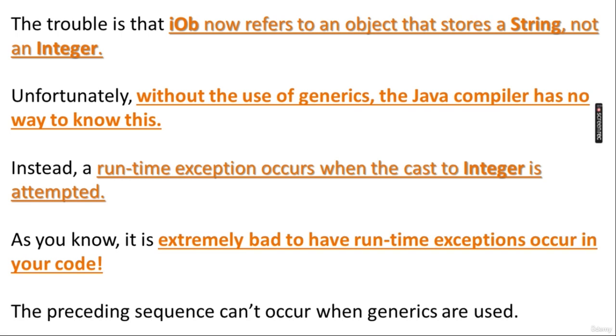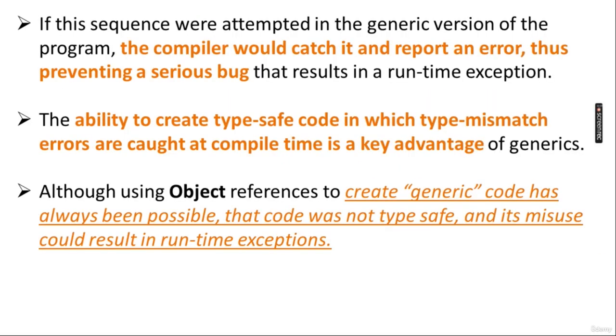Instead, a runtime exception occurs when the cast to Integer is attempted. As you know, it is extremely bad to have a runtime type exception occur in your code. It is very irritating. The preceding sequence cannot occur when generics are used. If this sequence were attempted in the generic version of the program, the compiler would catch it and report an error, thus preventing the serious bug or runtime type exception that would result. The ability to create type-safe code in which type mismatch errors are caught at compile time is a key advantage of generics. So anything that you write in generic code, every error will be found.